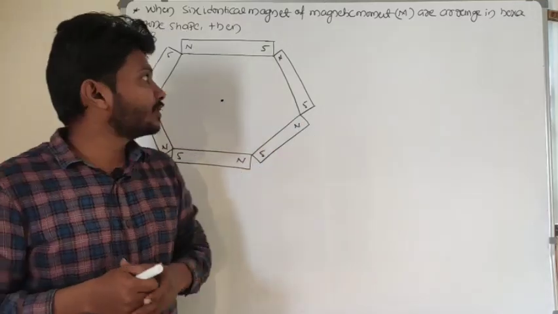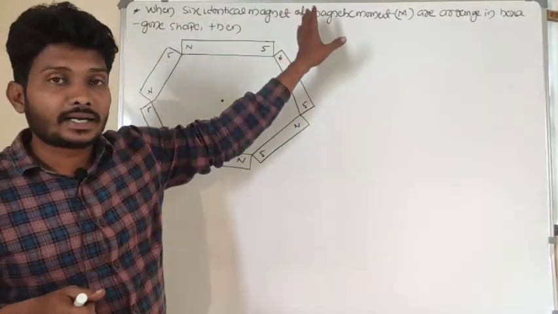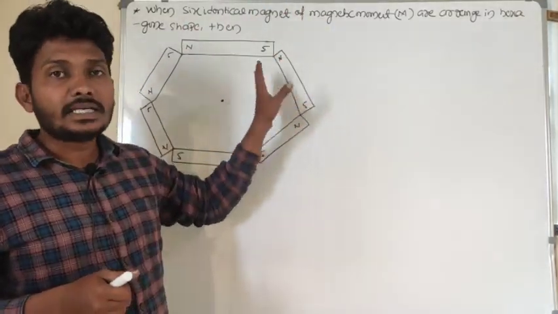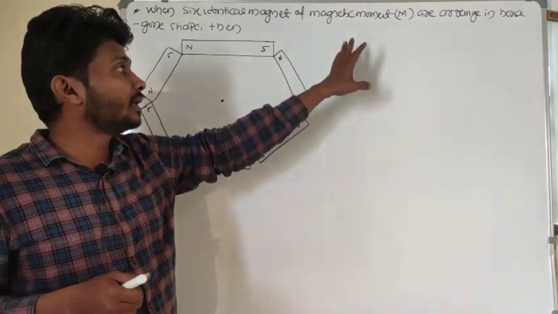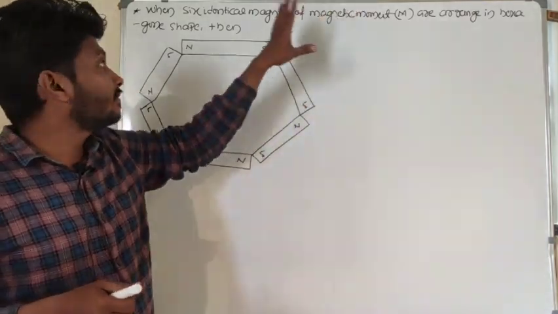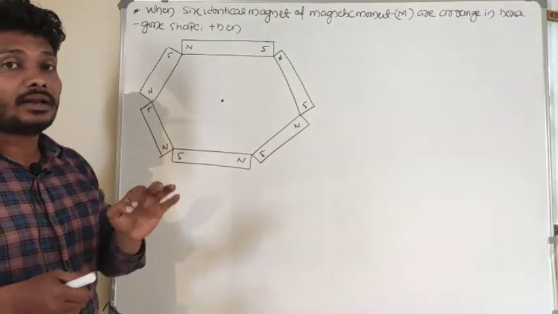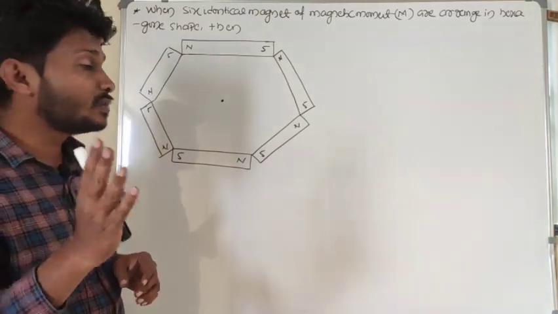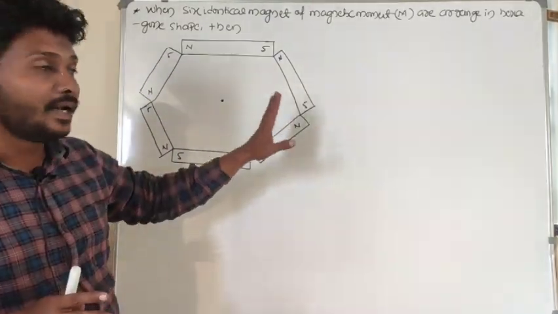Look at that next application. So I will take 6 magnets here. These 6 magnets have the same magnetic moment, and I will arrange these magnets in a hexagon manner. Then I can find out the value of the new magnetic moment in this case.